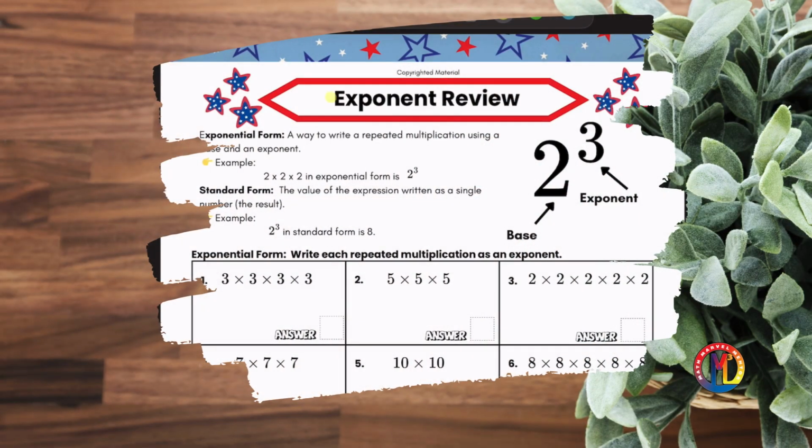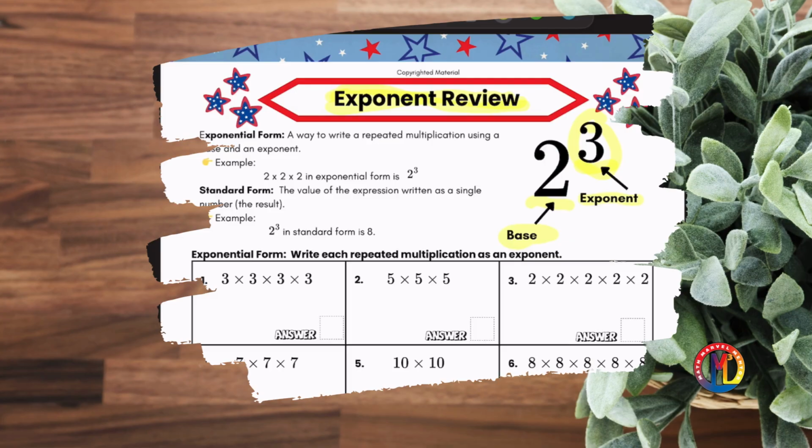We are going to start with some exponent review because in 6th grade, this is new. Exponents is the introduction to that. So we're going to start by looking here at 2 to the 3rd power. Our base is the big number 2, and then the exponent is your little number in the top right-hand corner. So the base is 2 and your exponent is 3.